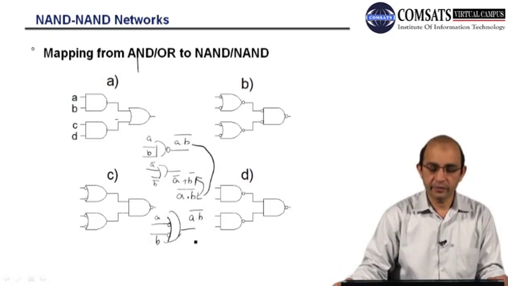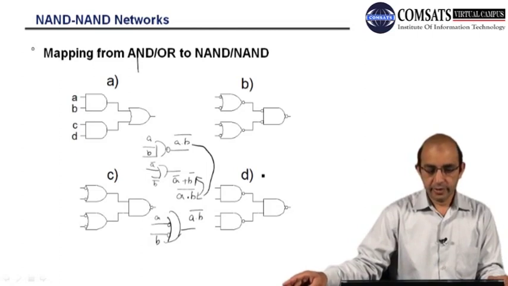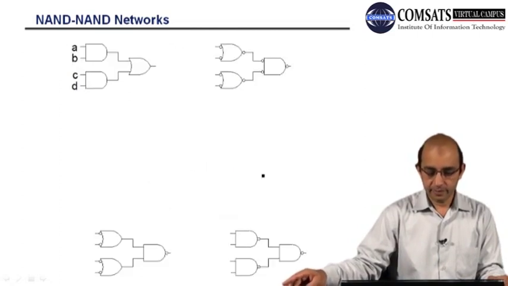So after this third step, this is NAND, this is also NAND, and this is already a NAND gate. So we started from AND-OR and we have reached NAND-NAND. You can also write the Boolean expression of both these circuits and you will see that they are equal. So this is the mapping.